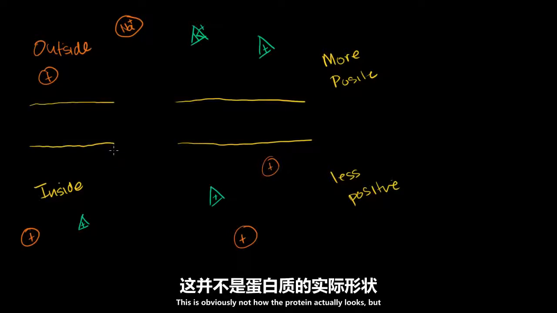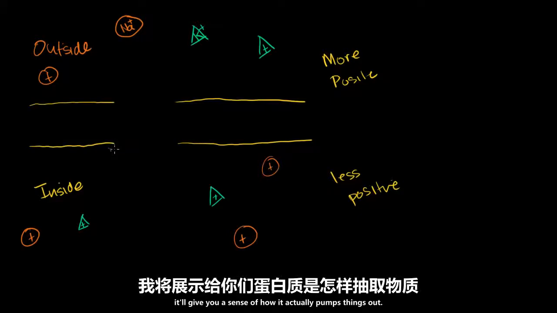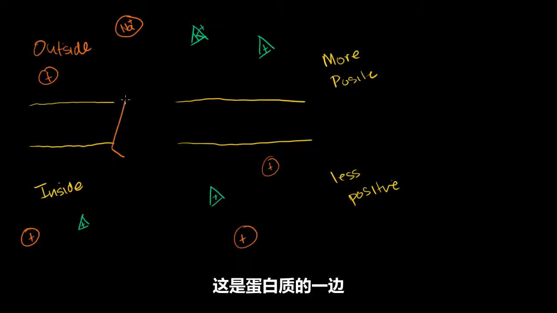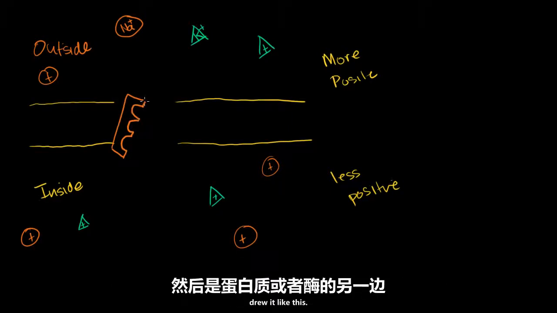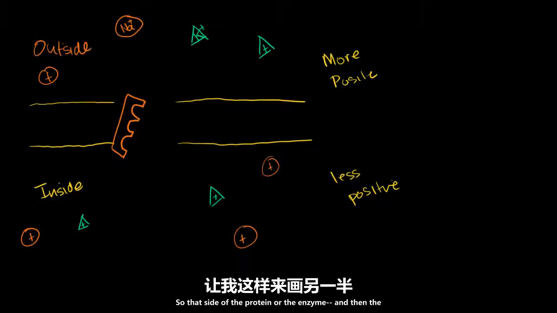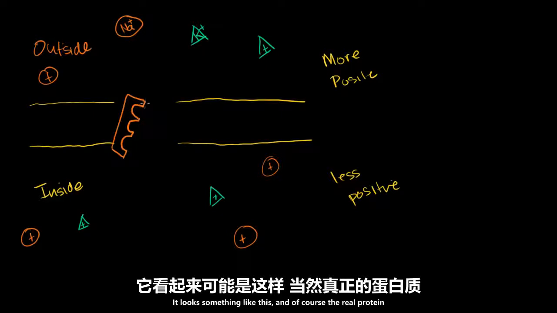And this is obviously not how the protein actually looks, but it'll give you a sense of how it actually pumps things out. So let me draw it like, I'll draw that side of the protein. Maybe it looks like this. And you'll have a sense of why I drew it like this. So that side of the protein or the enzyme. And then the other side, I'll draw it like this. It looks something like this.